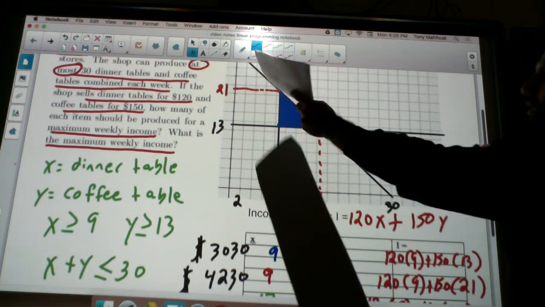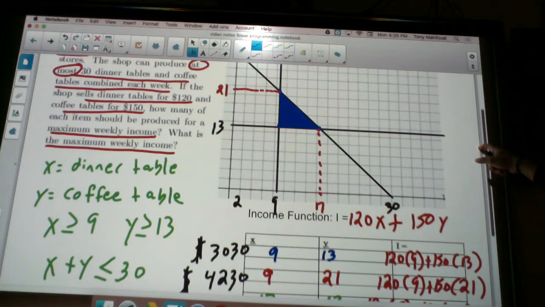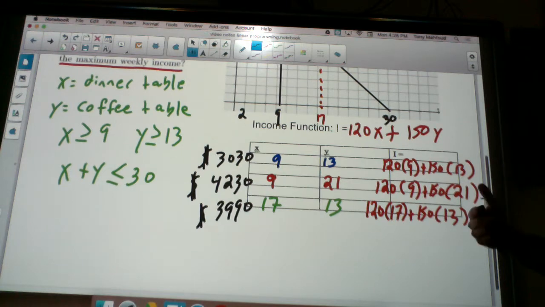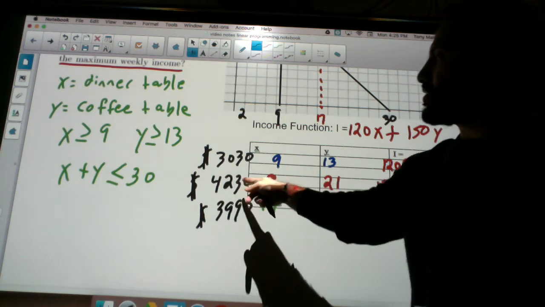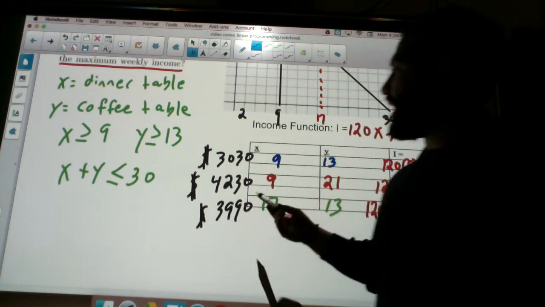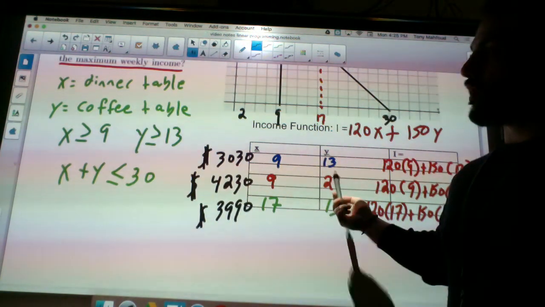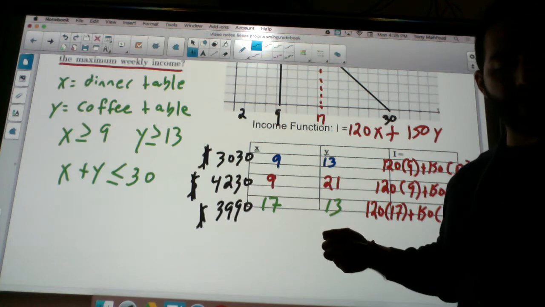And were we right? Was it this point? Yes, it was. Is it always going to happen? No. So don't try to take a shortcut here, folks. So what ended up happening is I made a maximum income of $4,230 by me creating 9 dinner tables and 21 coffee tables. That's going to be my answer.